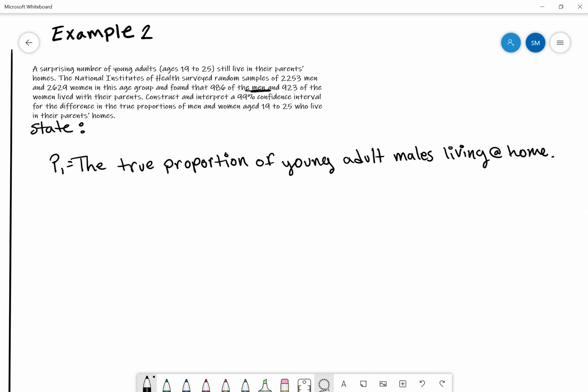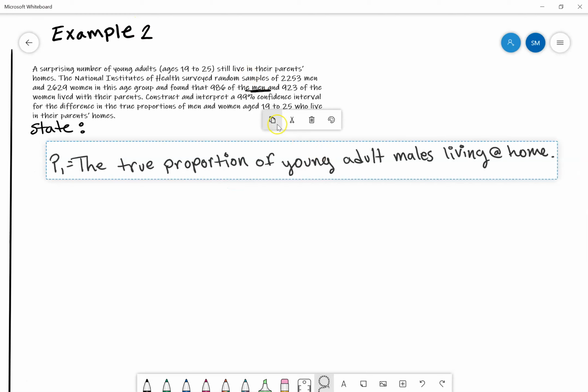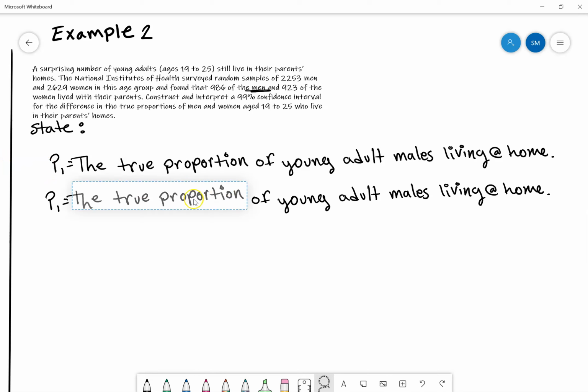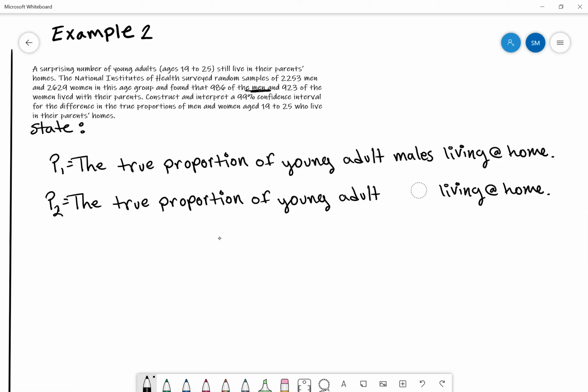And for our second parameter in context, we're going to say that p sub 2 is equal to the true proportion of young adult females living at home. So now what we need to do is go ahead and state our hypotheses.